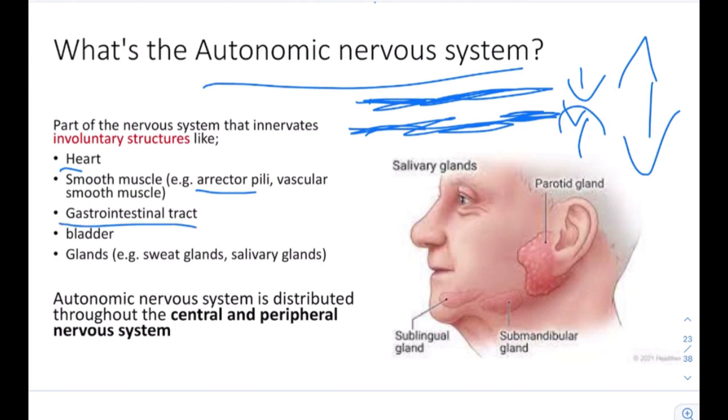The smooth muscle in the gastrointestinal tract, the smooth muscle in the bladder, the smooth muscle in the glands, like your sweat glands and the salivary glands. These are all structures that are innervated by the autonomic nervous system. The autonomic nervous system is distributed throughout the central and the peripheral nervous system. But mainly, when we talk about organization, it's part of the peripheral nervous system.